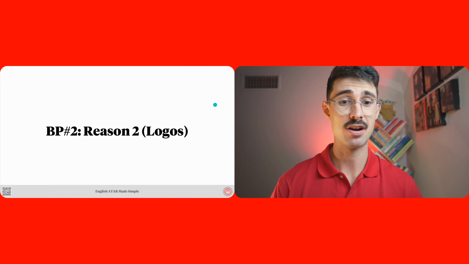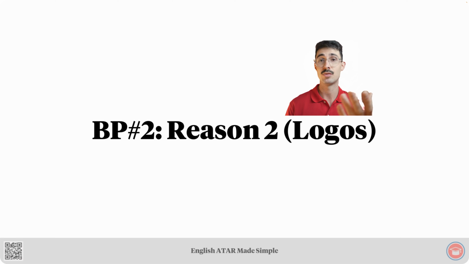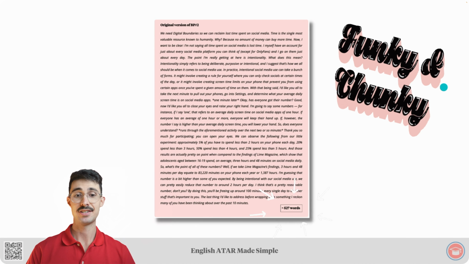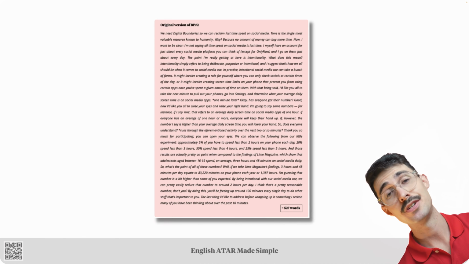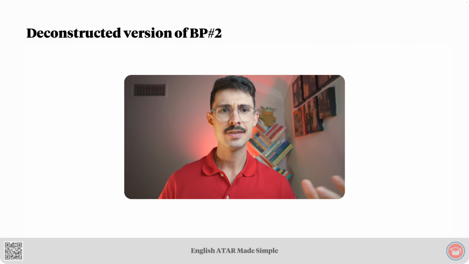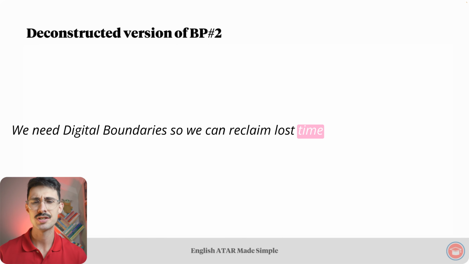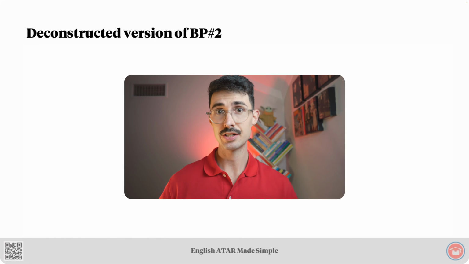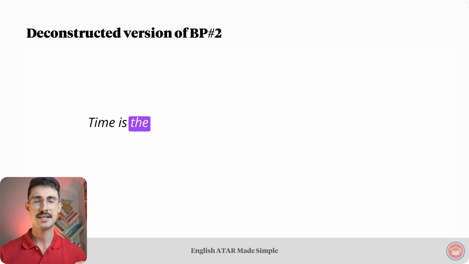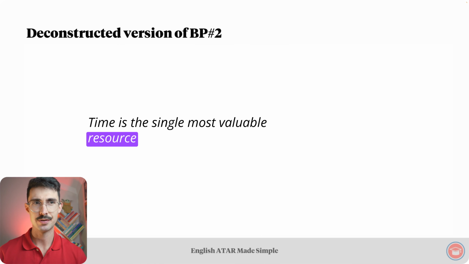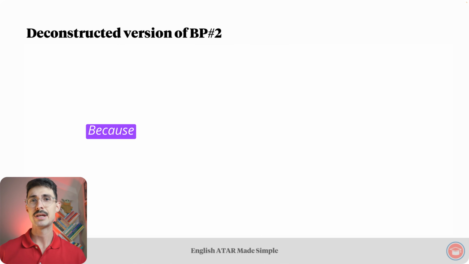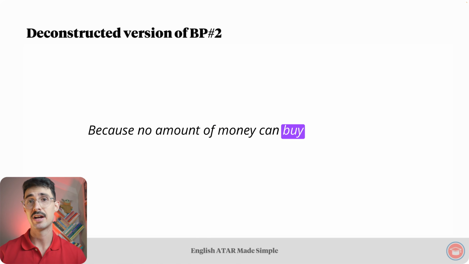Let's go to body paragraph number 2. Basically the exact same as the body paragraph that we just analyzed in terms of the elements it contains and its overarching theme, which is logos. Yeah, this is a chunky one. That's why we have a review lesson. Deconstructed version, here's the topic sentence. We need digital boundaries so we can reclaim lost time spent on social media. Turning to the elaboration. Time is the single most valuable resource known to humanity. Why? Because no amount of money can buy more time.